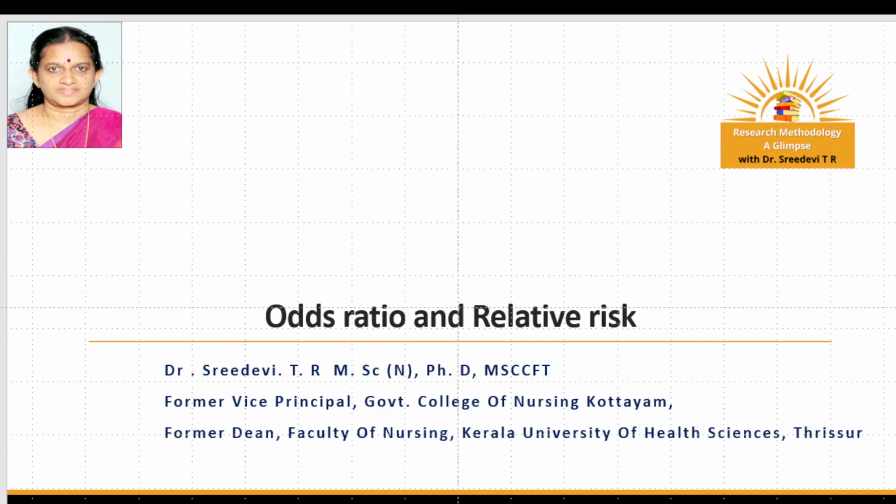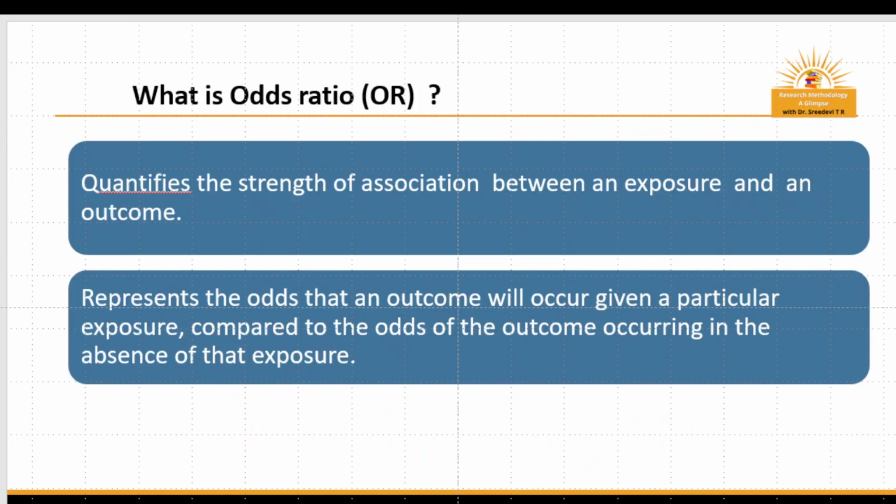Today my plan is to discuss odds ratio and relative risk. This seems to be a difficult area. I will try to make it simpler with examples. Odds ratio, OR, is also called cross product ratio. Odds ratio is a statistic that quantifies the strength of the association between two events, that is exposure and outcome. It is a measure of association between an exposure and an outcome.